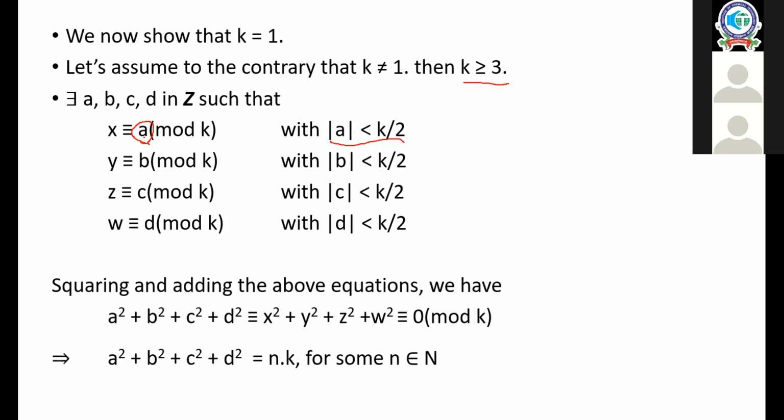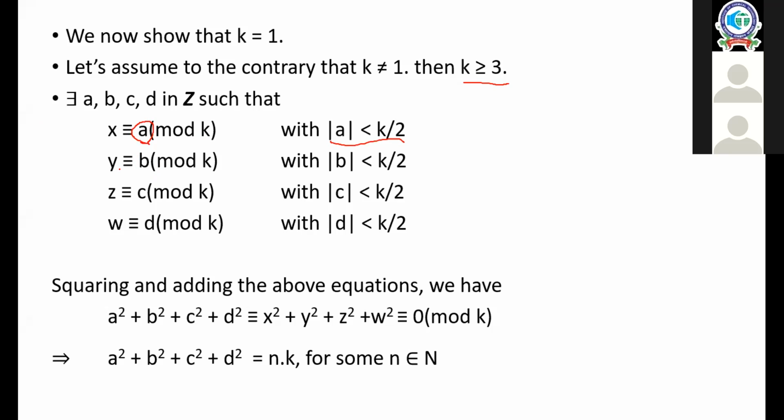We divide x by k, and if the remainder comes out to be less than k by 2, then we write a is equal to r, and if it is greater than k by 2, we just write a as r minus k. That way we have this bound on a, and so that's how we obtain a, b, c, and d, and we have these equations.